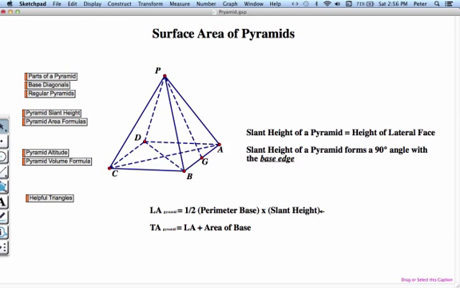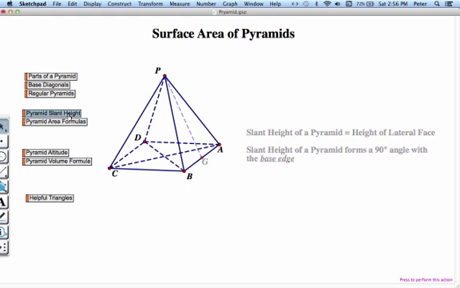If it's a rectangular pyramid or a non-regular pyramid, you have to calculate the area of each face. You can't use this 1/2 perimeter of the base shortcut that we used, similar to what we used with prisms. Total area equals whatever you calculated for the lateral area plus the area of one base, because in a pyramid, of course, we only have one base.